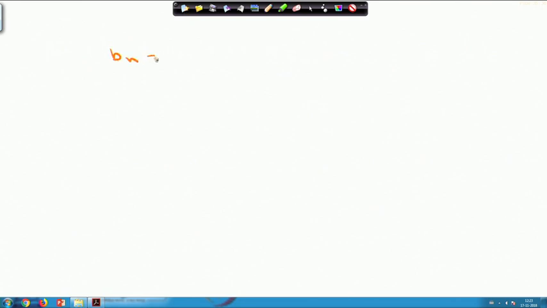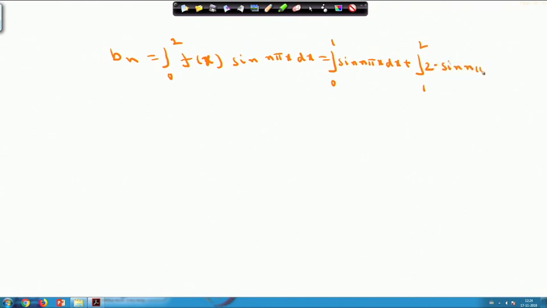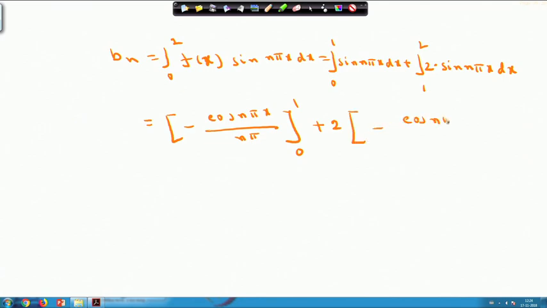Similarly, your b n is equal to the integral from 0 to 2 of f x into sin n pi x dx, which you can write down as the integral from 0 to 1 of sin n pi x dx plus the integral from 1 to 2 of 2 into sin n pi x dx. If you evaluate the integral, this is minus cos of n pi x by n pi from 0 to 1, plus 2 into minus cos n pi x by n pi from 1 to 2. If I evaluate these values, you will ultimately obtain 1 by n pi into minus 1 to the power n minus 1.